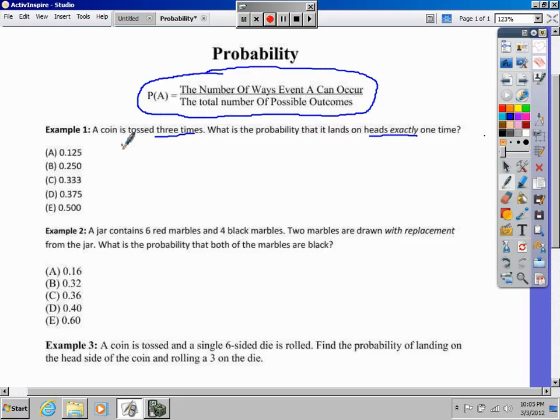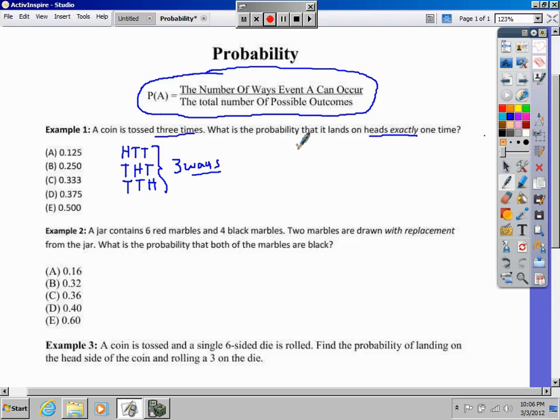If I toss a coin 3 times, I could have heads, tails, tails, or I could have tails, heads, tails, or tails, tails, heads. So there are actually 3 ways that we could have a head exactly 1 time. We can only have 1 head when we toss the coin 3 times.